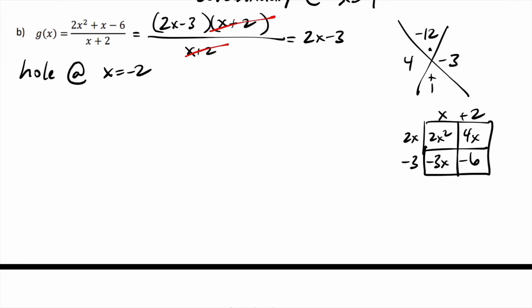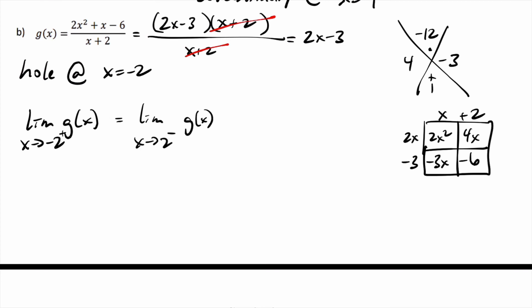Okay, so now let's set up our definition. The limits for g of x as x approaches negative 2, because that's the only place that we saw there's going to be discontinuity. That's why I'm only checking negative 2. The limit as x approaches negative 2 from the right, the limit as x approaches negative 2 from the left, the limit as x approaches negative 2 overall, and just g of negative 2.